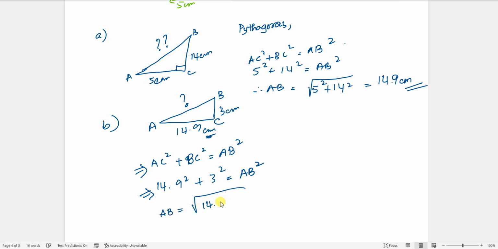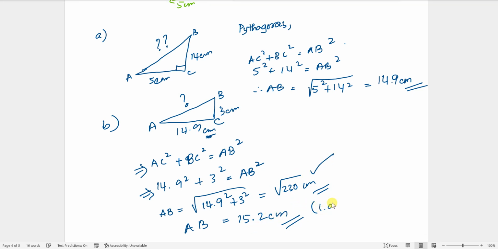14.9 square plus 3 square. So our AB is 15.2 centimeters. You can either leave it in this form, or if they ask you to write it in 1 dp or 3 sf, just mention this.